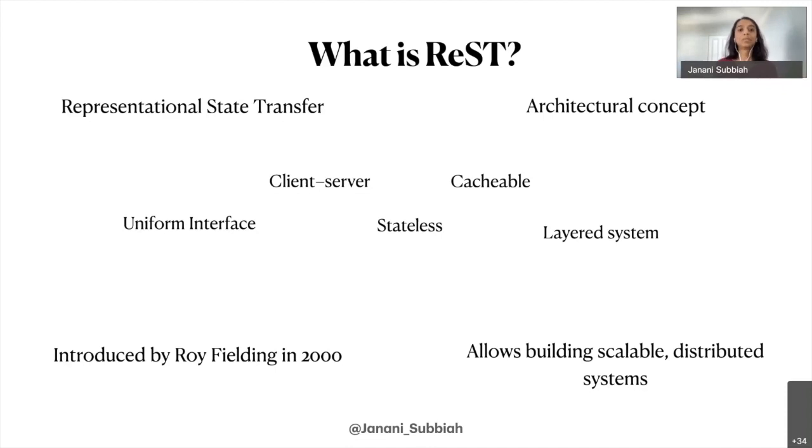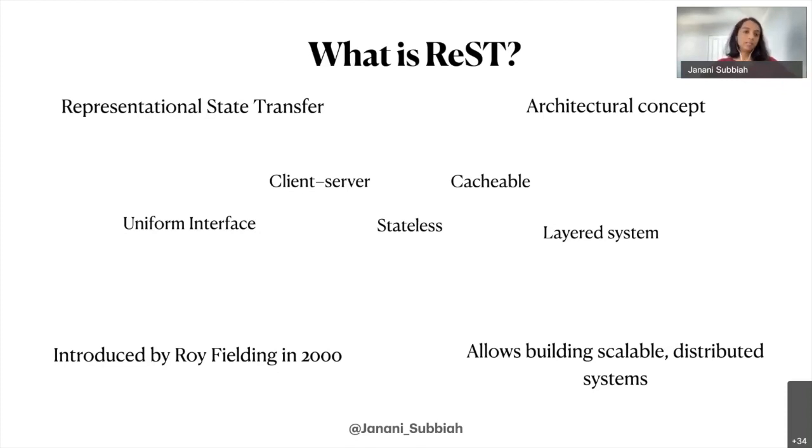Next is cacheable. Everything on the internet basically needs to be cacheable, or rather, it is important to make sure that we are indicating if a response can be cacheable. So when I say cacheable, implementation-wise, it could translate to cache control headers, which dictate if something is cacheable and how long it can be cached for.